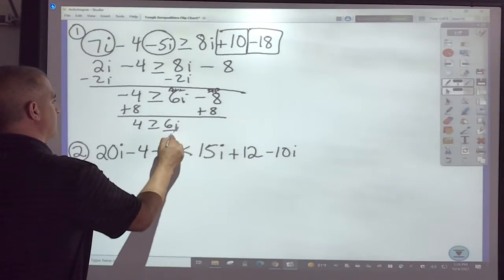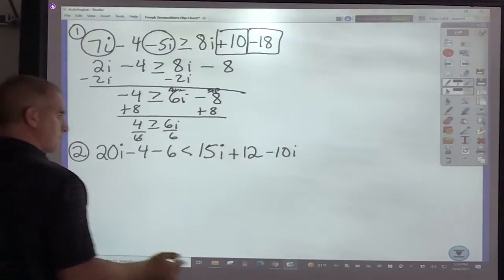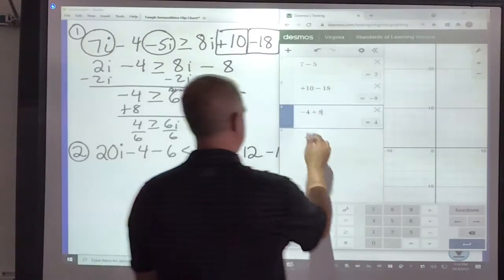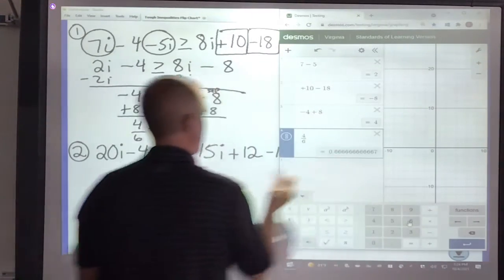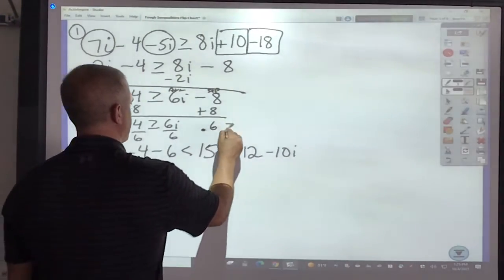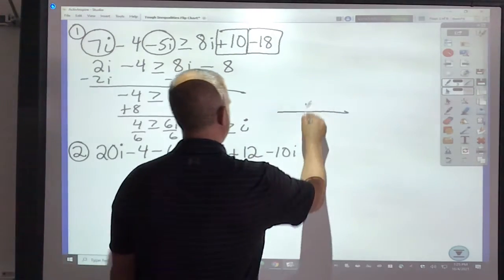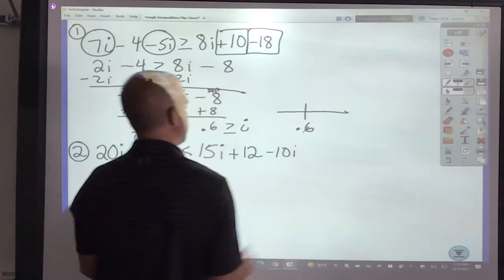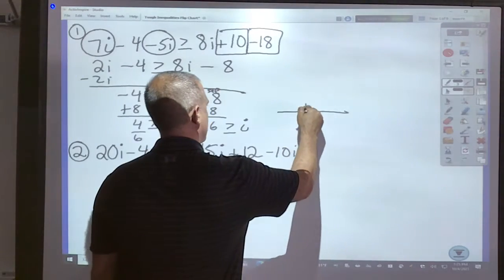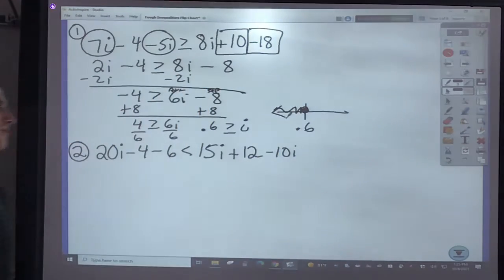And then I want to divide by 6. So I got 4 divided by 6, which is 0.6. So 0.6 i, and since that is eating the number, close circle, shaded left. All right, so what I want to do is look to see if I can combine like terms.